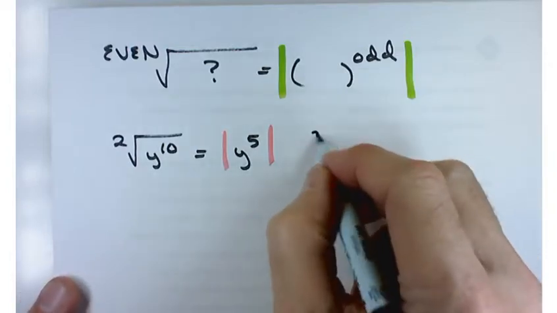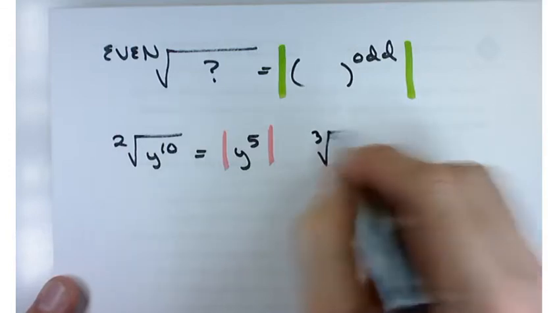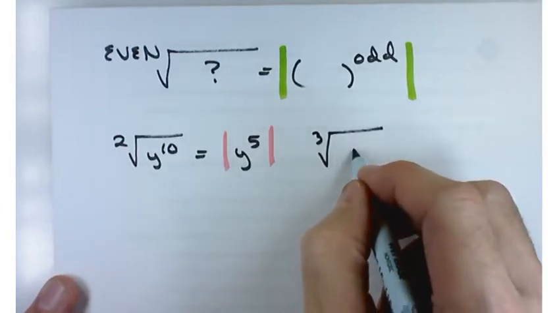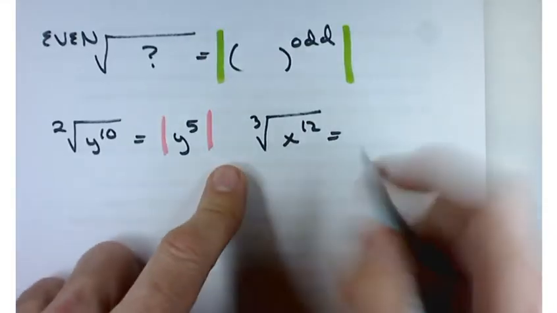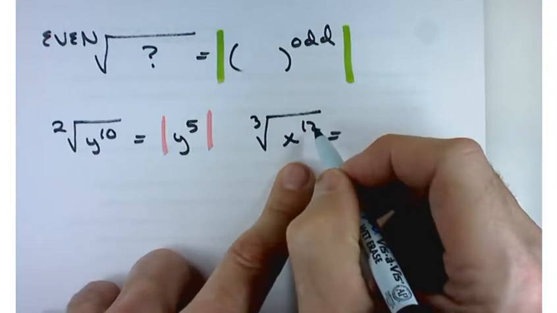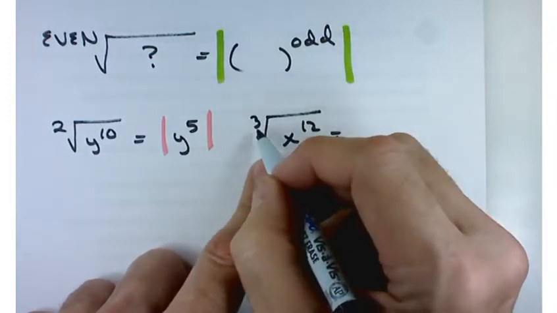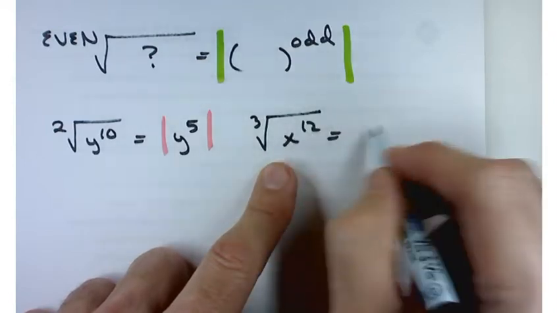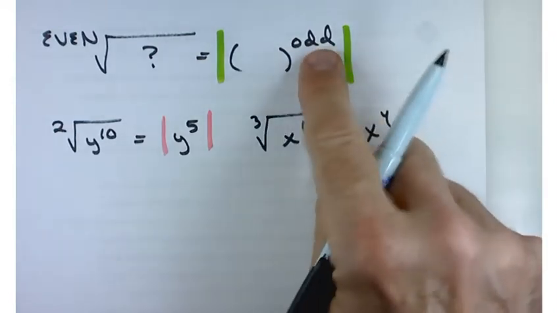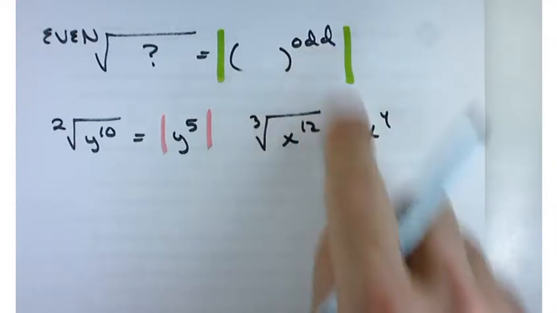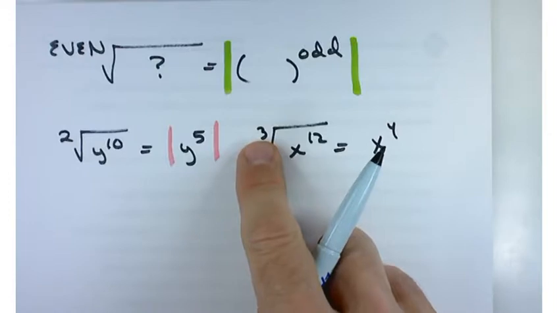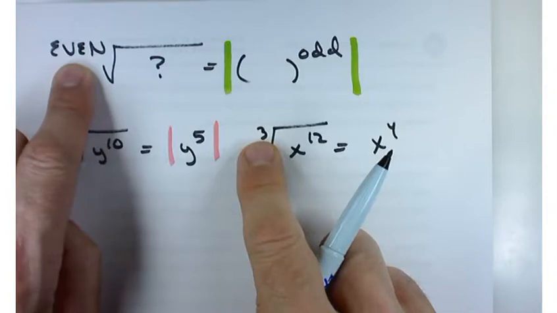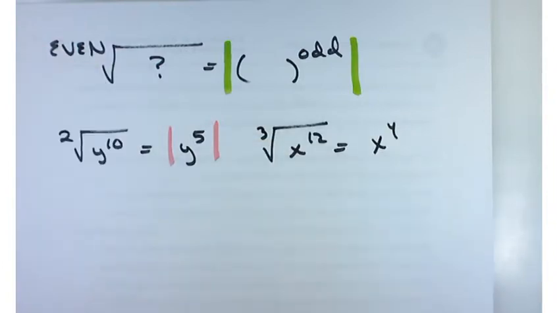Let me do a different one. Cube root of x to the 12th. Same kind of game here. Let's divide the exponent by the index of the radical. 12 divided by 3 is 4. Is 4 odd? No. So you don't need the absolute value. The other reason you might not need it is because the index of the radical is odd. You only have to worry about it if you have an even index on the radical.